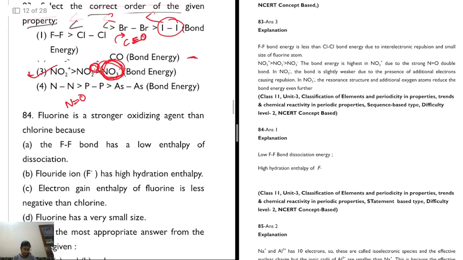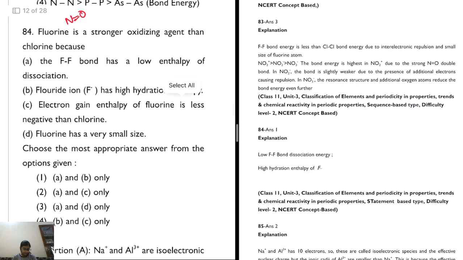Let's see the next question. Fluorine is a stronger oxidizing agent than chlorine because, see, this is a very famous question which is asked in CBSE and other exams. This is because of the low fluorine-fluorine bond dissociation energy and the high hydration enthalpy of fluoride. So the correct answer would be this.